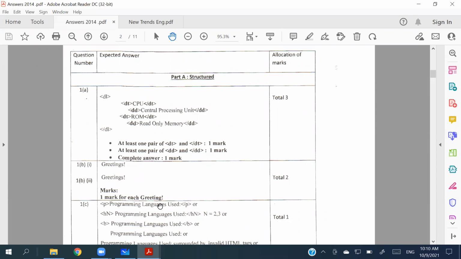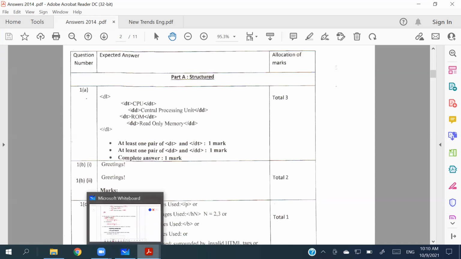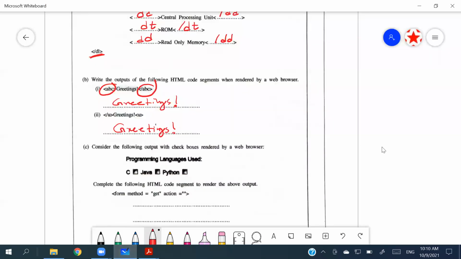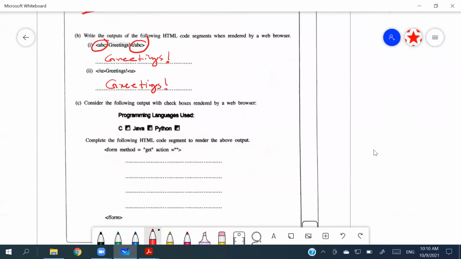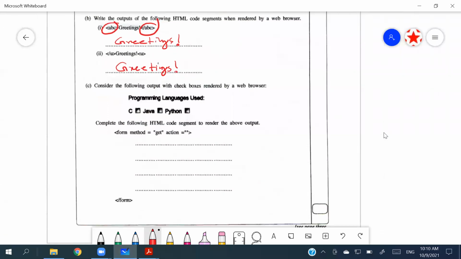All right. So the third one is asking about the following output with checkboxes rendered by a web browser. It has "Programming language used:", then in the next line C with a checkbox, Java with a checkbox, Python with a checkbox. They are asking you to complete the code segment. So "Programming language used:" can be illustrated in many different ways, right?